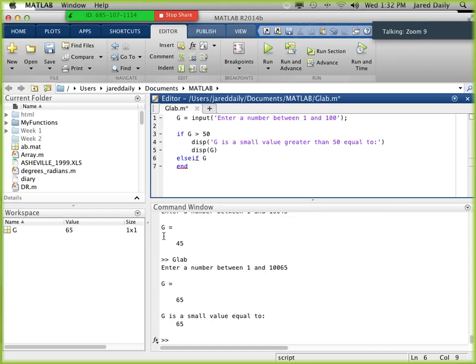So I can do another one. I can say else if G is less than 50. Let's do less than 50. We'll display, you have chosen poorly. And you could even do another else if you wanted to. Else if G is, remember that if it's equal to, you put a double equal to 50.